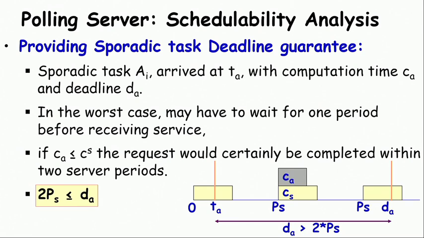Let me repeat that. To assign the period to the polling server, we look at all the sporadic tasks it needs to serve. We find the task that has the lowest deadline, and then we take half of that, and the polling server should have a period which is less than half the deadline of the sporadic task having the shortest deadline.